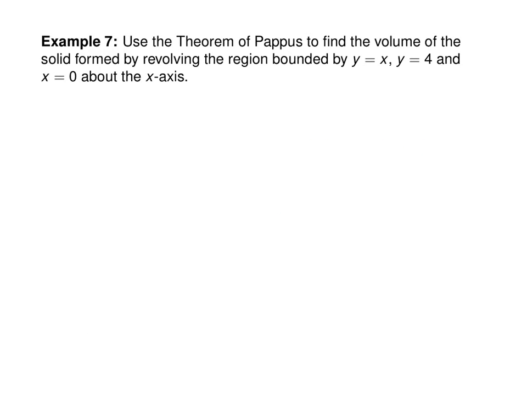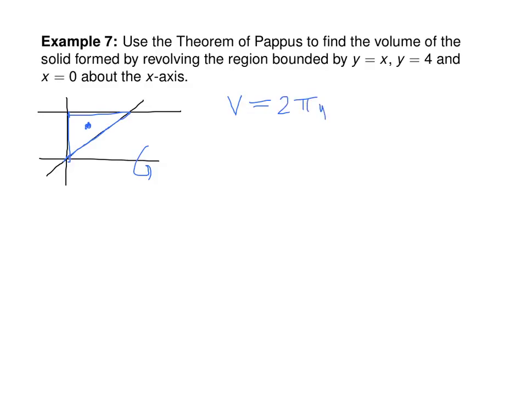In the next example, we will use the theorem of Pappus to find the volume of the solid formed by revolving the region bounded by y equals x, y equals 4, and x equals 0 about the x-axis. So there's y equals x, here's y equals 4. We're going to rotate this triangle about the x-axis. In this case, the distance traveled by the centroid is given by 2 pi y bar. So we'll find the volume by finding 2 pi y bar times A.